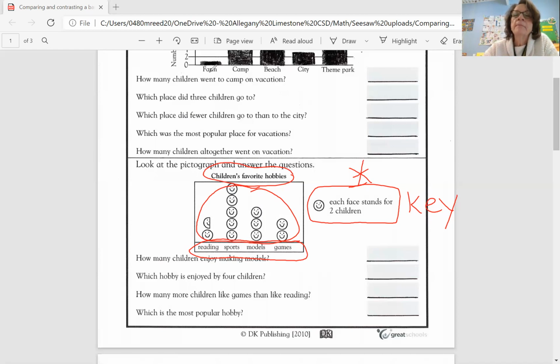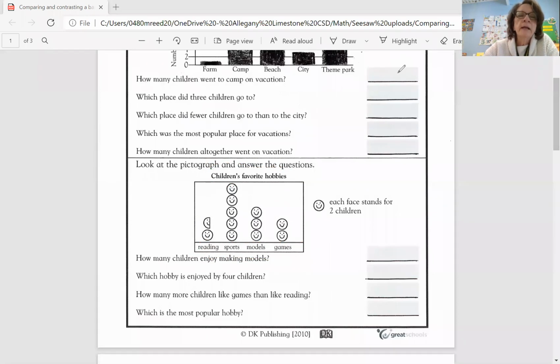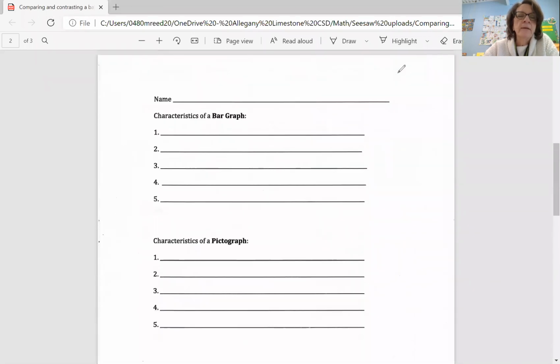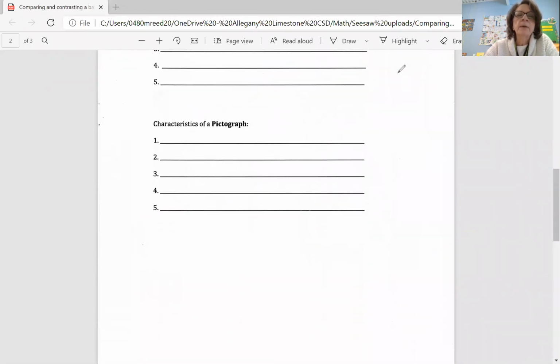So I'm going to clear my drawings, and we're going to head down here, and I'm just going to type these this time. So the characteristics of the pictograph. Well, first of all, we saw the title, right? And then we looked at, really important, the key.